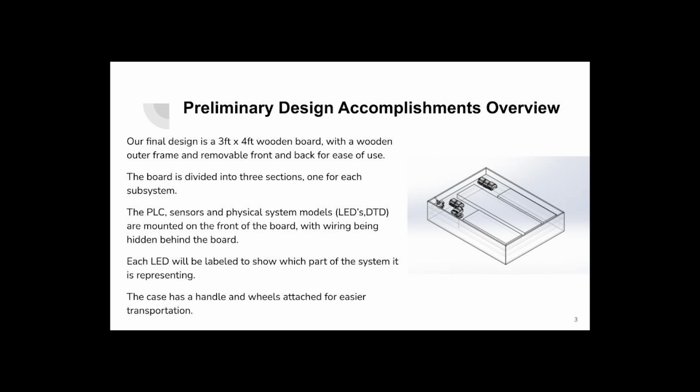Our final design is a 3-foot by 4-foot wooden board with a wooden outer frame and removable front and back boards for ease of use. The board is constructed using plywood for durability and ease of manufacturing. The board has a subsection dedicated to each building system being modeled, represented in our sketch using rectangular extrusions. All of the hardware for the board, such as PLCs, sensors, and building systems, are mounted on the front of the board, with wiring being run behind the board. Here is a 3D model of our design, showing the sensors, programmable logic controllers, and system subsections.